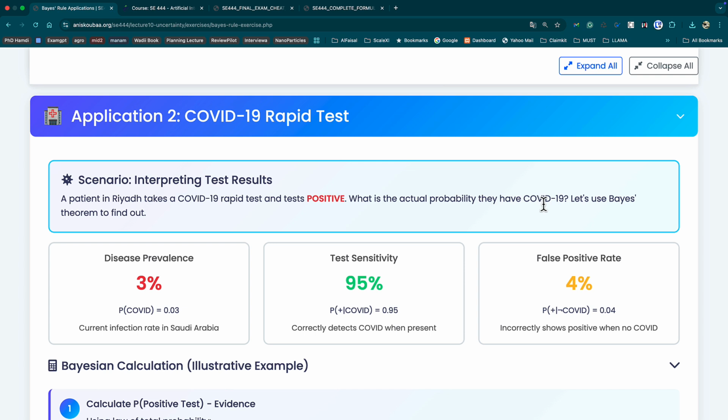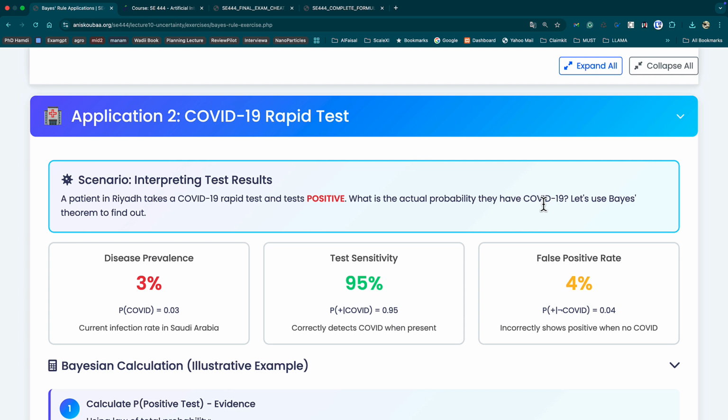Now, what is the first question we need to ask? What is the posterior? What is the evidence? So, what is our evidence? We have a positive test. We have observed that. So, this we consider the evidence. What is our posterior? Is it COVID or not COVID? Okay, so what are we going to calculate? COVID given positive. Excellent. This is the most important thing.